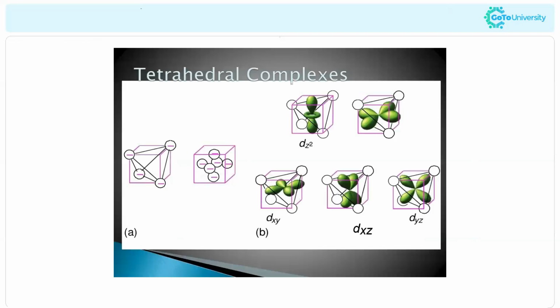Okay. Now we are discussing the tetrahedral complexes. We know the shape of the d orbitals: the dxy orbital lies between the x and y axes. The dxz orbital lies between the x and z axes. The dyz orbital lies between the y and z axes. The dz square lies on the z axis, and the dx square minus y square lies on both the x and y axes. This is the shape of the d orbitals.